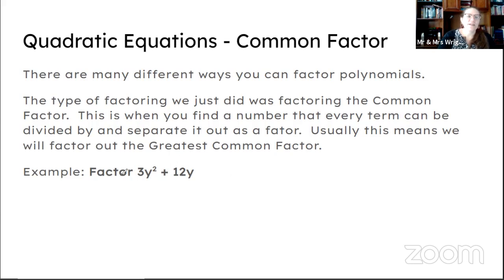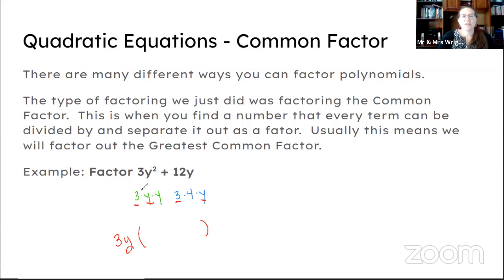So let's look at what we have here. Our example, factor 3y squared plus 12y. Well, 3y squared is going to be 3 times y times y, right? And 12y can be 3 times 4 times y. So let's see what we have in common. They have in common a 3, and they also have a y. So what would our greatest common factor be? Well, if we multiplied those things that they had in common together, 3 times y. So our greatest common factor is 3y.